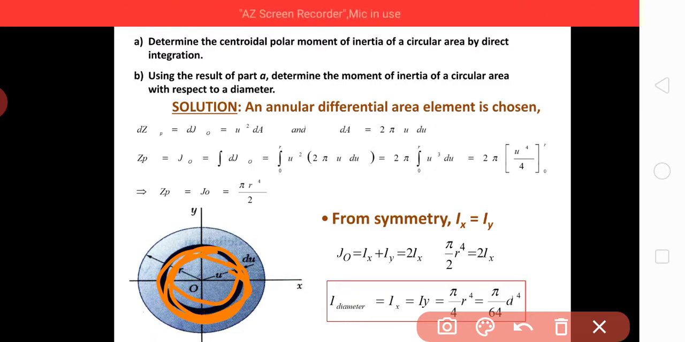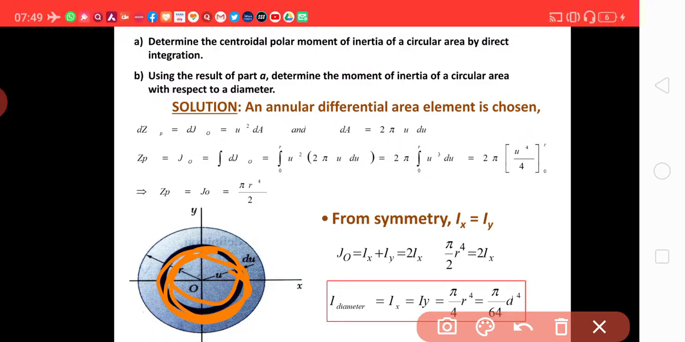Then Jo equal to the integration of dJo from 0 to r of u square. Just put in the values: u square times 2 pi u du. 2 pi is taken out, and this will be the integration from 0 to r of u cube du. On integration you will find that this is 2 pi u to the power 4 by 4, from 0 to r, then u will be replaced by r simply. So Jo becomes pi r to the power 4 by 2.